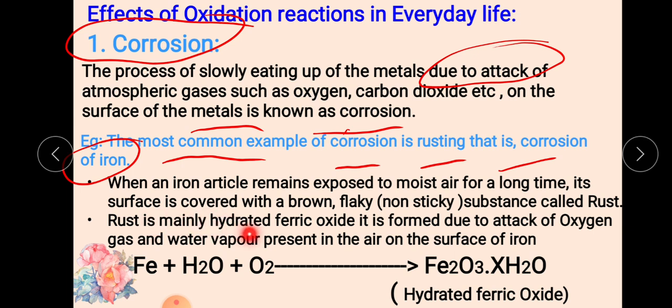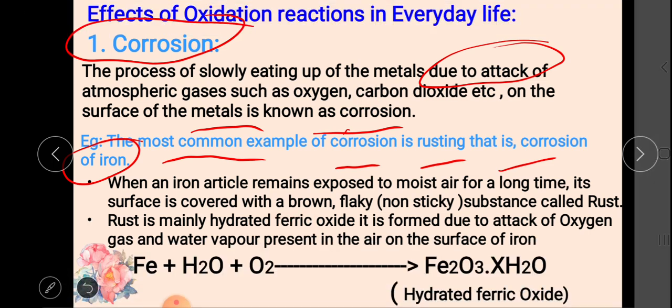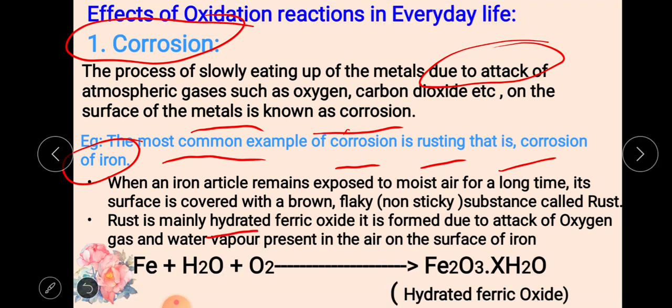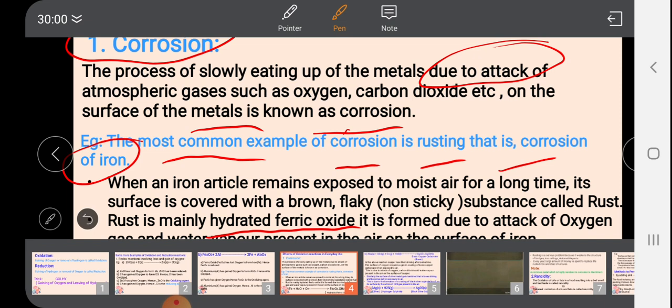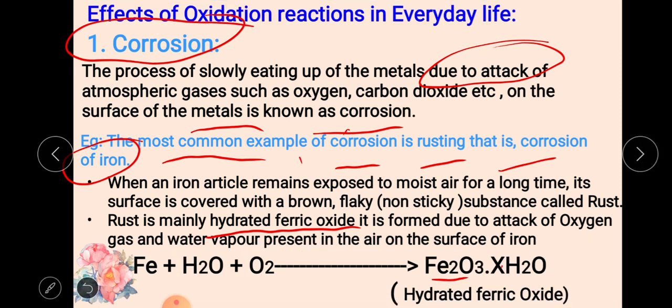Rust is nothing but hydrated ferric oxide, which is very important. I am underlining this word, hydrated ferric oxide. What does hydrated mean? Ferric oxide we know is Fe2O3. Along with Fe2O3, if water molecules are attached, that is written as XH2O. X may be 1 or 2, whatever. So this is called hydrated ferric oxide.